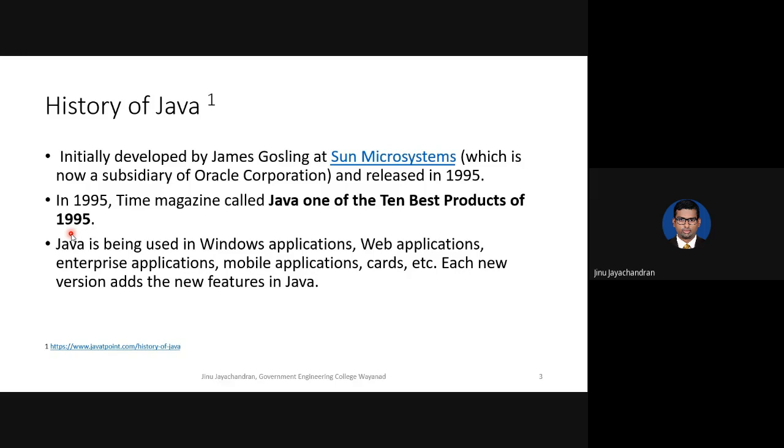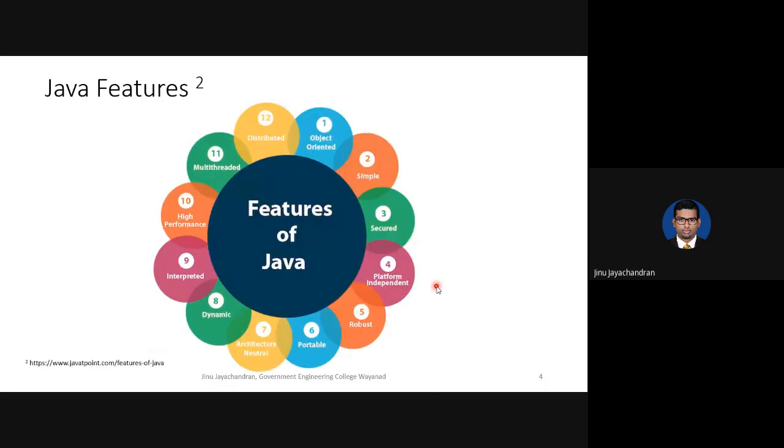Java formed the basis of many object-oriented programming languages, just like the C language was the basic language for all programming languages. Java formed the basis for all the object-oriented programming languages. So it is used in Windows applications, web applications, enterprise applications, mobile applications, cards, and newer and newer features of Java are being added every day. In the features of Java, you can see around 12 of them. Actually, it is much more.